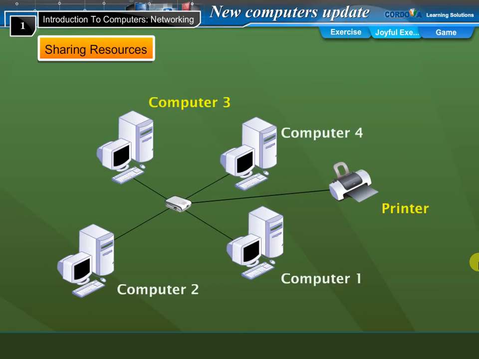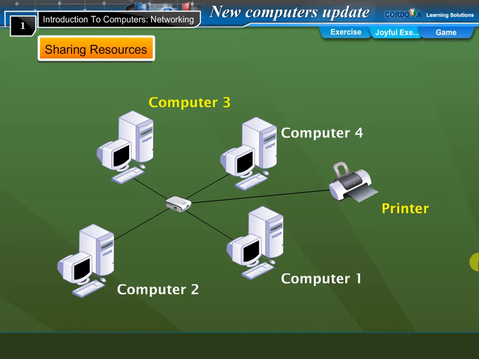Share resources. Computers connected to a network can share equipment and devices, including printers and hard drives. These equipment and devices are called resources. The ability to share resources reduces the cost of buying computer hardware. For example, instead of buying a printer for each person on a network, everyone on the network can share one central printer.